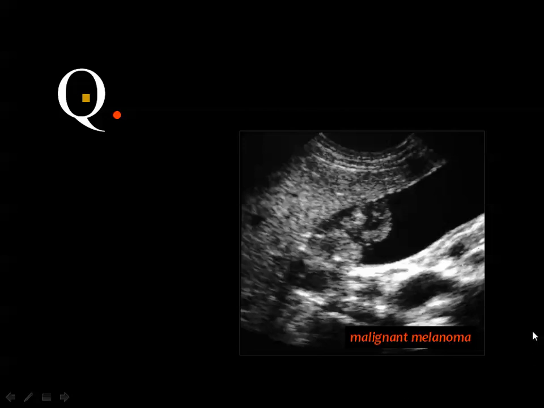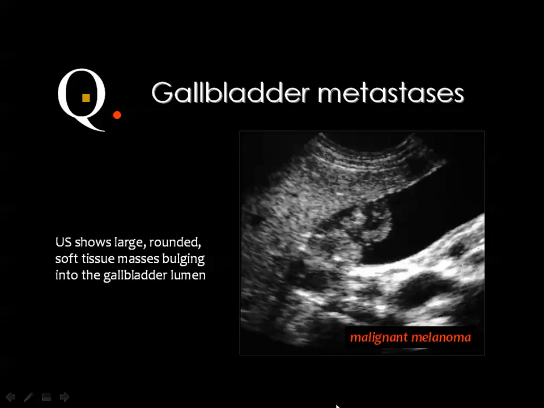Yes. And this is an ultrasound of the gallbladder, which is distended, containing two masses inside the gallbladder in a patient known to have malignant melanoma, diagnostic of metastatic deposits in the gallbladder. We know that metastases can affect any part of the body, especially melanoma, of course.